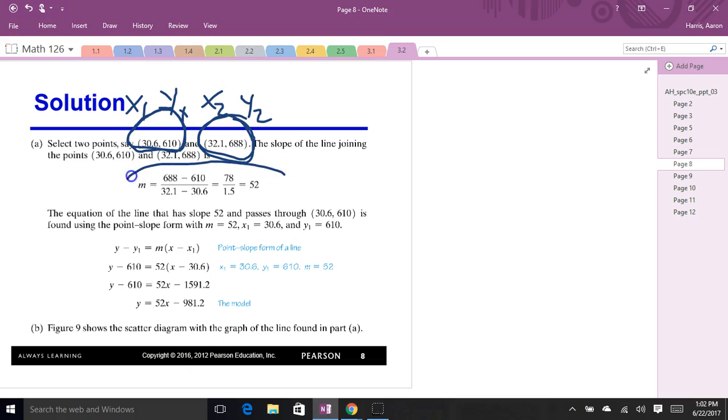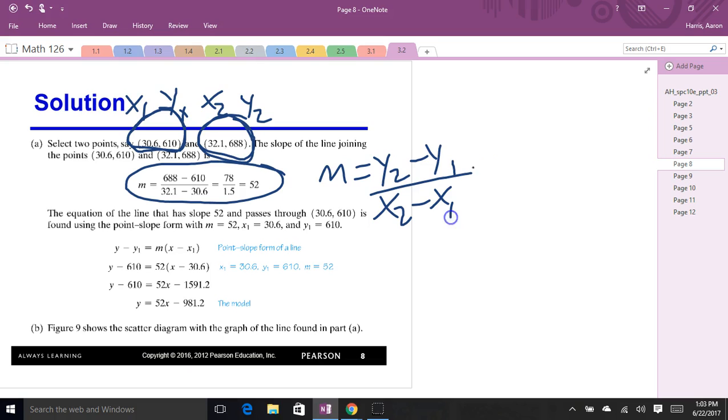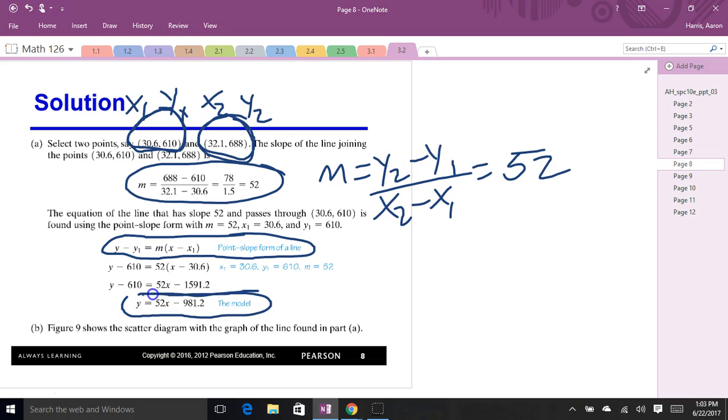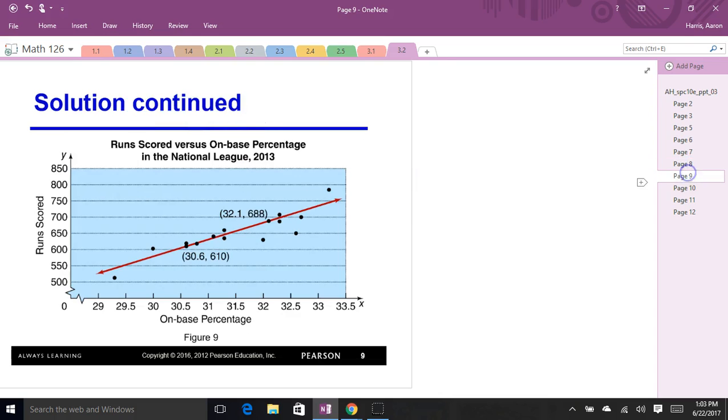And first we find the slope. If you remember, slope is y2 minus y1 over x2 minus x1. So we go ahead and run that, and we end up getting 52. All right, so our slope is 52. Now we're going to put it into our point-slope form right here and work it out by plugging in the slope, our m, our x1, and our y1, and you've got your model for the data. It's a pretty good model, picking 2 quality points from the line. Notice it goes right through those 2 points that we picked.